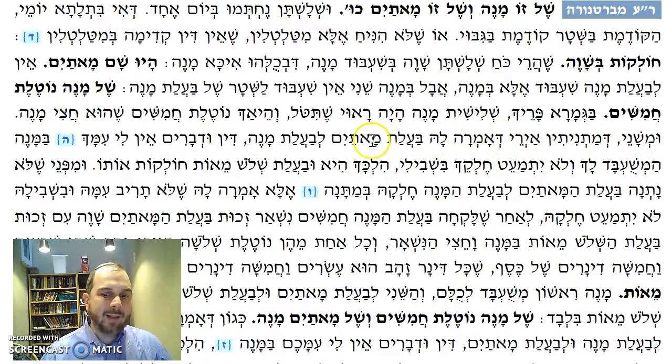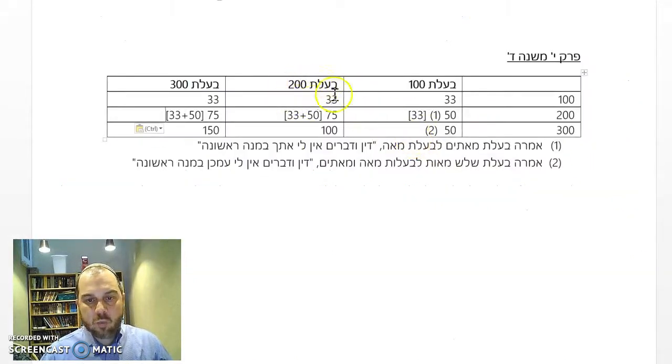"Amrala ba'alat matayim," the ba'alat mana, the 200 woman said to the 100 woman, "dinu dvarim en li'imach." I don't want to take anything away from you, meaning the mana hameshubad lach. So I wrote it here, "amar ba'alat matayim, the ba'alat mea, dinu dvarim eli b'mana rishona." The 200 woman said to the 100 woman, listen, I'm not going to fight with you about the first 100. And therefore, the only person fighting with her, interestingly, about the first 100 is the 300 lady.